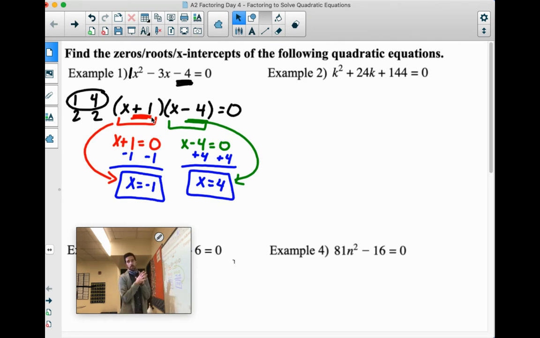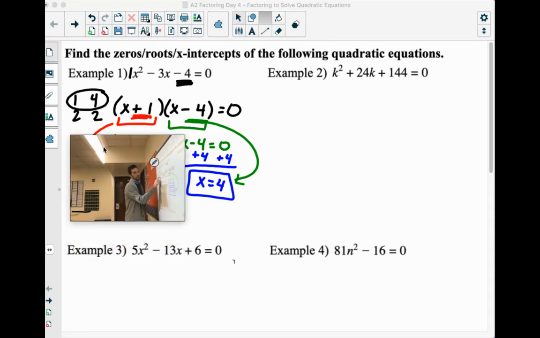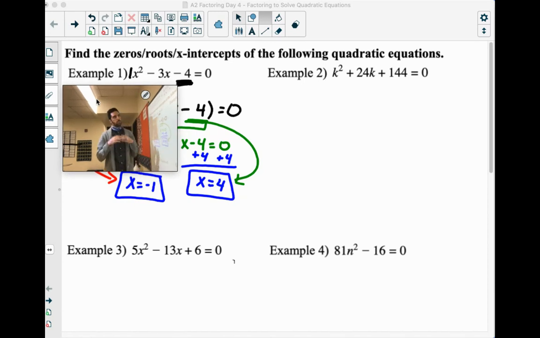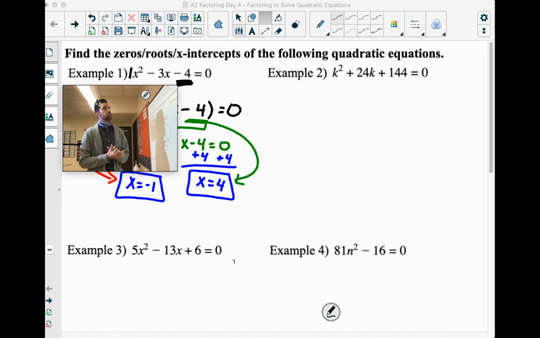Kind of like when we graphed in intercept form, and the p and the q, it was like x plus 1, so you were like, oh, well, the intercept is -1. It's just like that. So let's try the second one. Look for a common factor first. There isn't one. So we need factors of 144 that add up to 24.